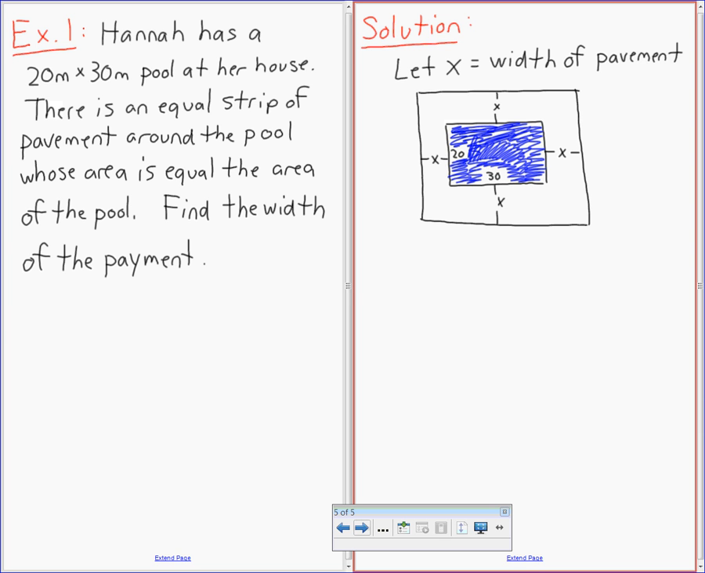So what we're trying to say is that the area of the concrete is equal to the area of the pool. All right, Lexi, I'm going to pick on you. What's the area of a rectangle, please? Length times width, lovely. So let's do the area of the pool first. What's the area of the pool going to be? 20 times 30.